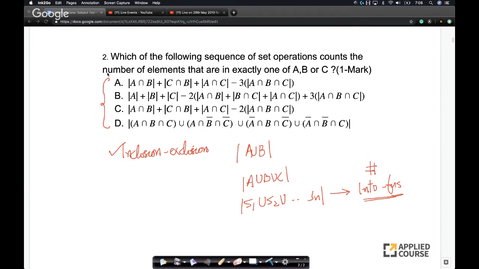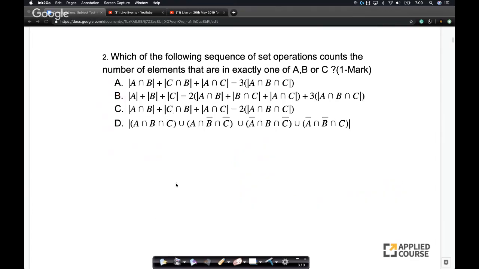So what does it say? Which of the following sequence of set operations counts the number of elements that are exactly in one of A, B, or C? So the answer is straightforward, B. You just apply inclusion exclusion. It's literally staring at you. It's a very, very simple, straightforward question. So let's go to the next question here.